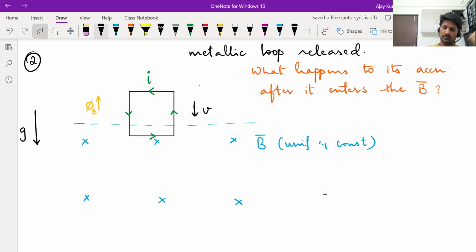And why? You can justify it like this also. The moment the loop starts entering into the magnetic field, current starts flowing in it. So now it is like there are current carrying wires inside this magnetic field. The entire loop is not inside the magnetic field, but this part of the loop definitely is. And magnetic force will act on that part of the current carrying wire. Can one of you tell me the formula for magnetic force on a current carrying wire?